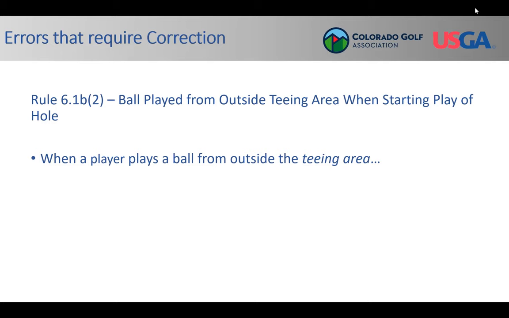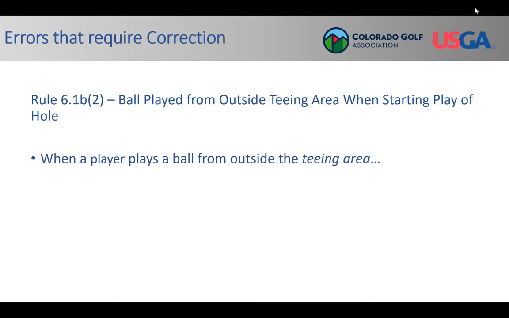So based on that requirement of starting every hole from the teeing area, we need a rule that tells us what happens when we play from outside the teeing area. And again, this one is one where, if we're playing match play, this rule applies very differently. If we're playing individual stroke play, it's going to apply another way. And again, there are going to be some penalties attached to it in stroke play.